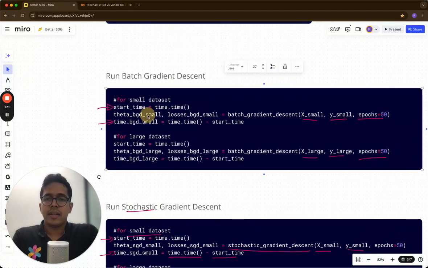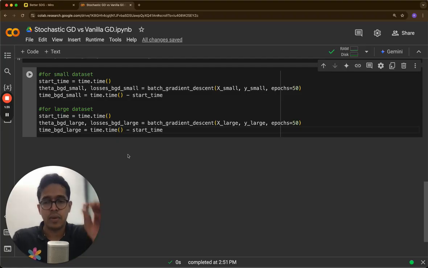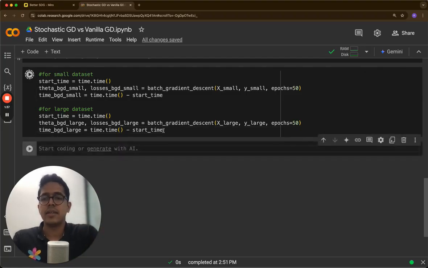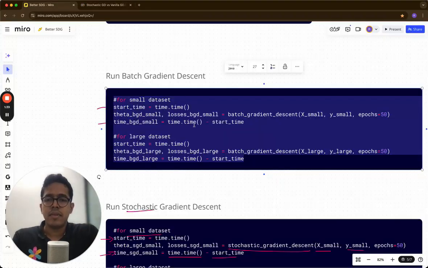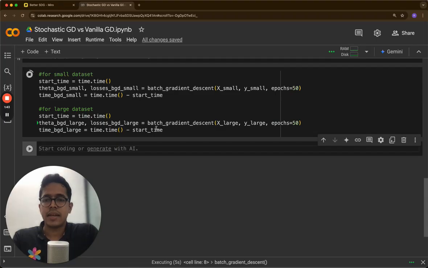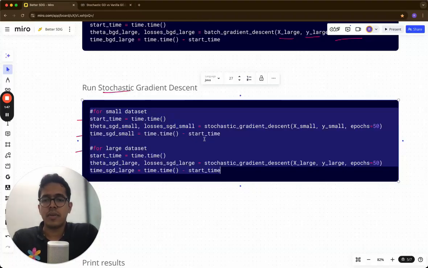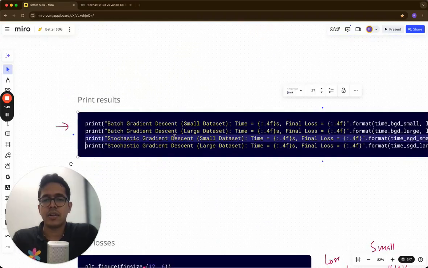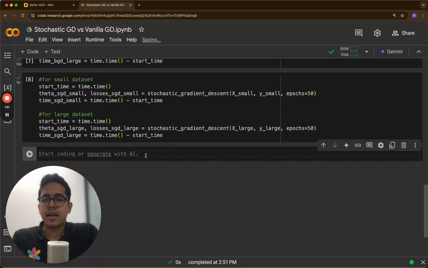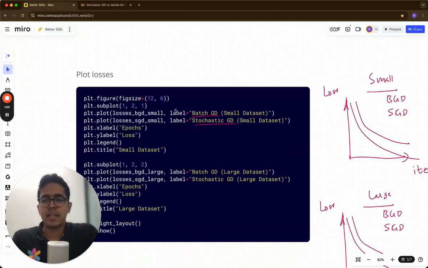Now we are running the batch gradient descent first. So let's run this part for the large data set and small data set. Then we will run stochastic gradient descent for the large data set and small data set. Both of these blocks of code will take some time depending on the size of the data. And now let's print. Yeah, it actually got implemented reasonably fast.